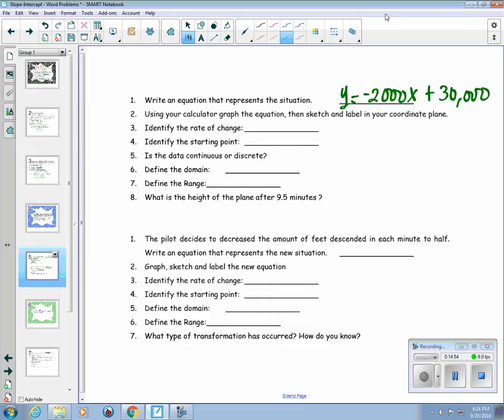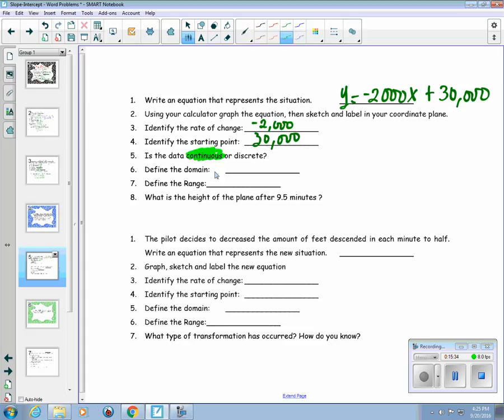And then it had an initial height of 30,000 feet. Yes. All right, what's my rate of change? Negative 2,000. What's my starting point? 30,000 feet. These are all feet, if I'm not mistaken. Is the data continuous or discrete? Continuous. Very good. It's talking about height. Can you measure the height? Yes, you can. So it would be continuous. This one is continuous.